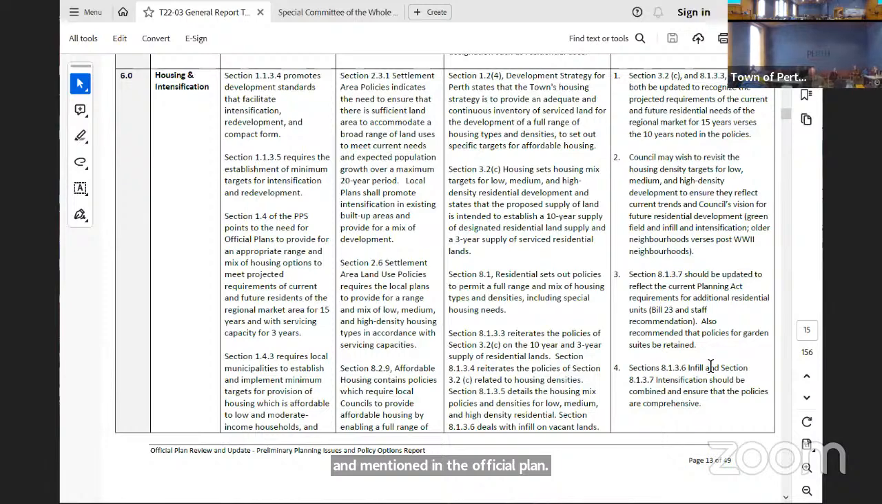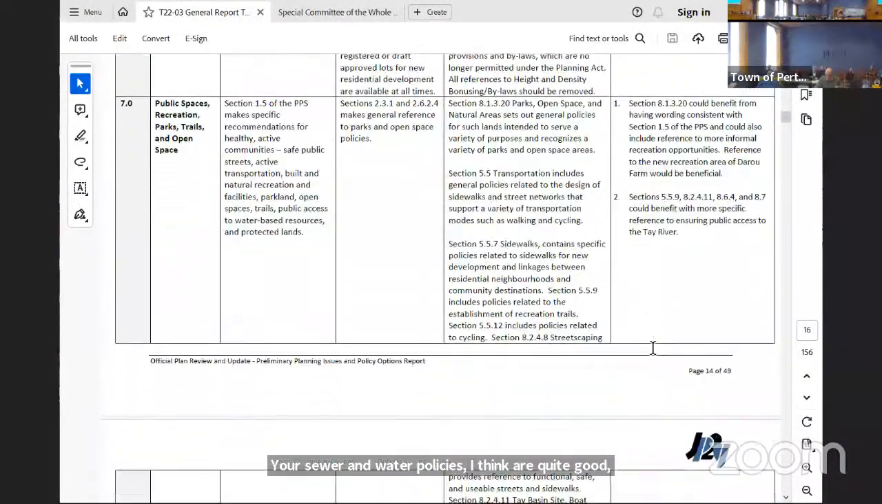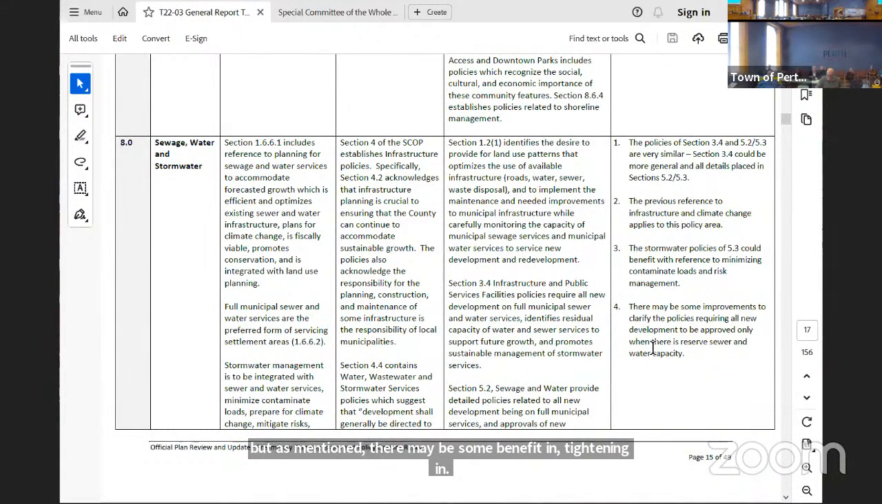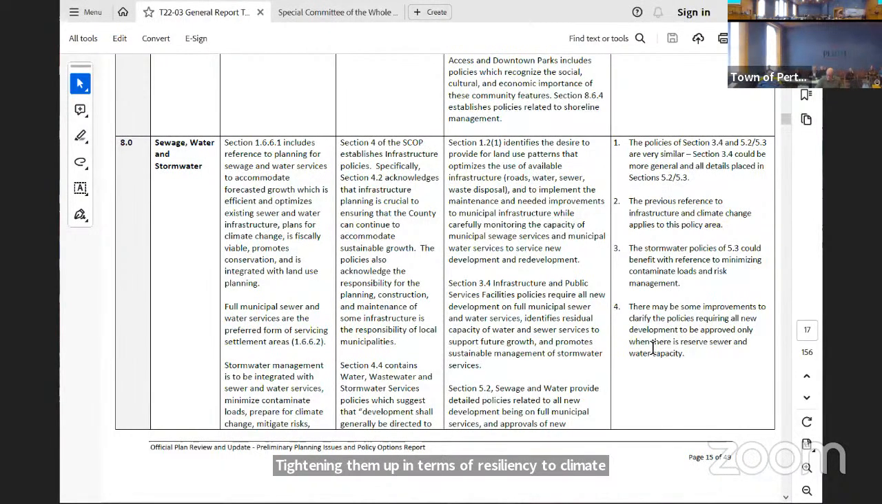Your sewer and water policies, I think, are quite good, but as mentioned, there may be some benefit in tightening them up in terms of resiliency to climate change. The stormwater policies could look at contamination load and risk management. That may be helpful. And also, if you do a comprehensive review as recommended, your sewer and water capacity become critical components of that. And looking seriously at the fourth cell on the Sagar system to accommodate future growth.